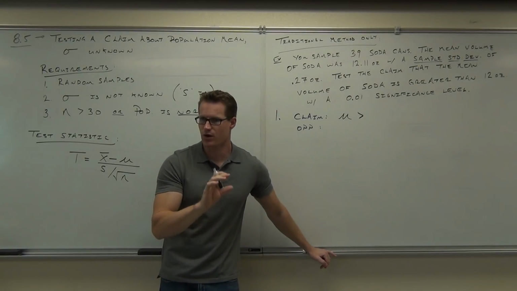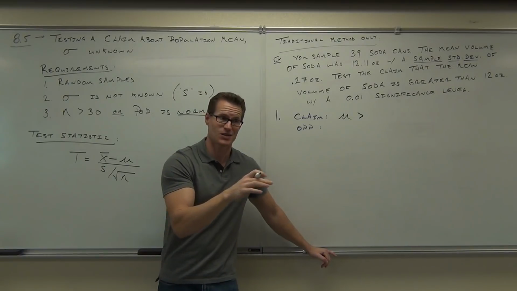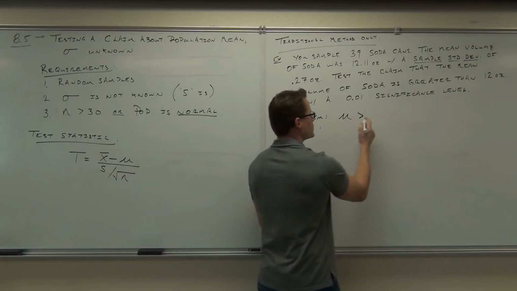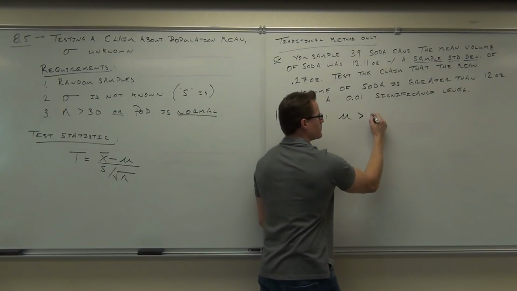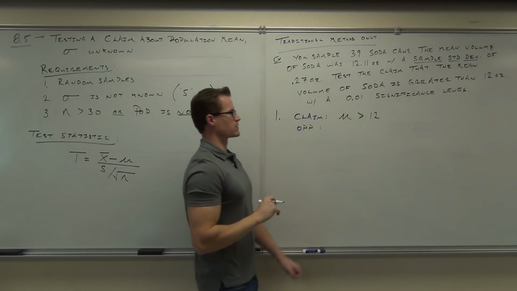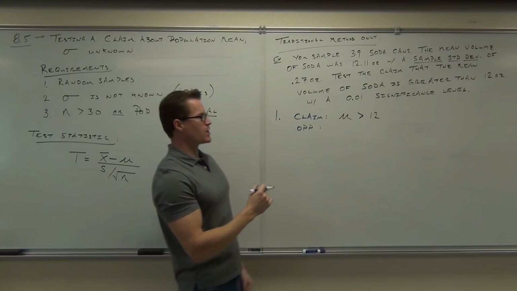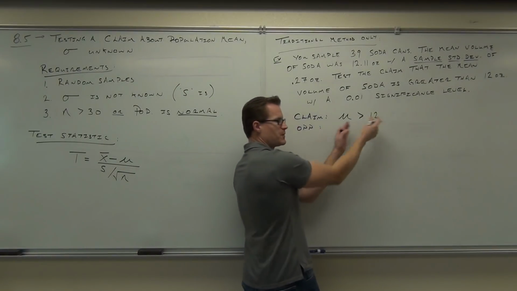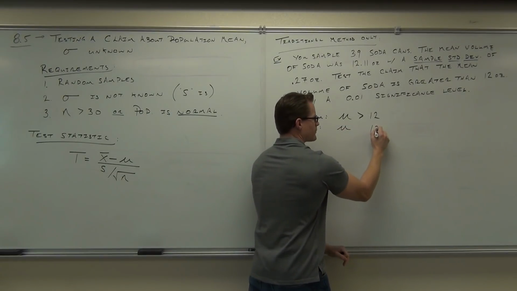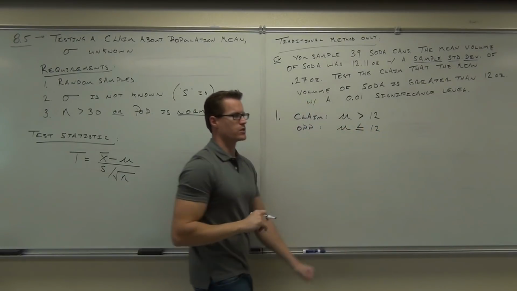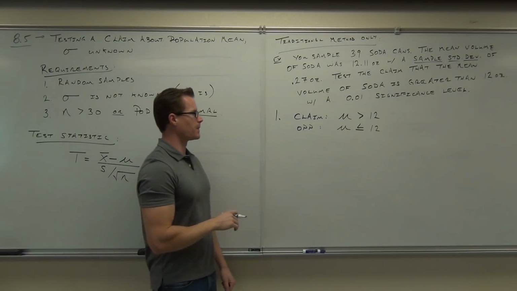Because that dictates where our null hypothesis is. That's a big thing. We have to get that right. So mu is greater than 12. When it says test the claim, that's where we're getting our claim. Greater than 12 ounces. Of course, the opposite is just really flipping that sign around and putting the equal somewhere. So we'd have mu, we would have 12 less than or equal to is the opposite statement than greater than.